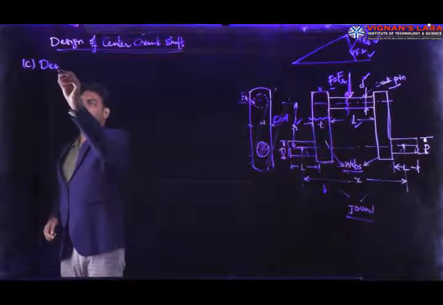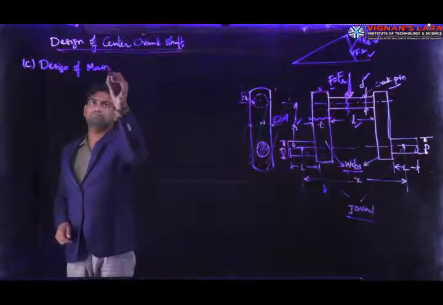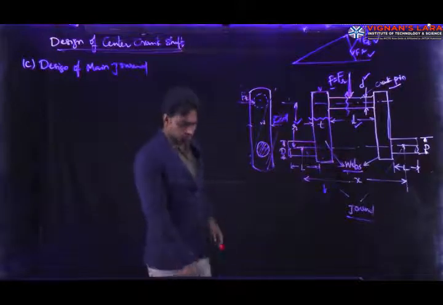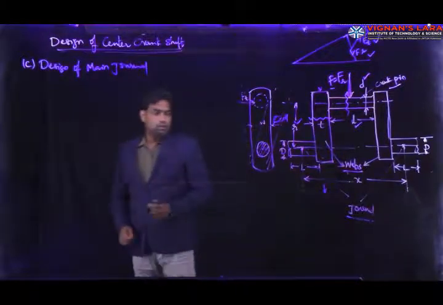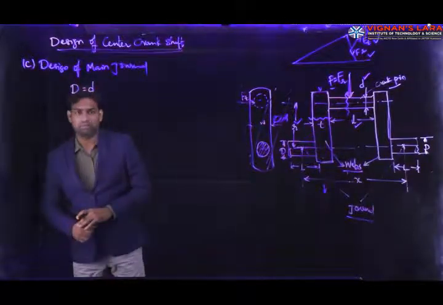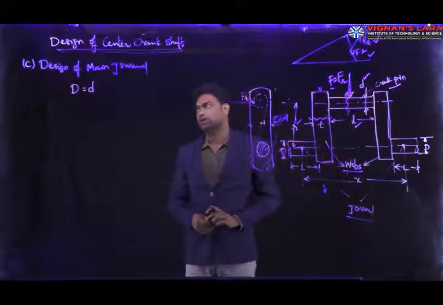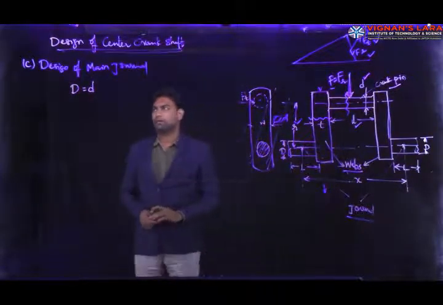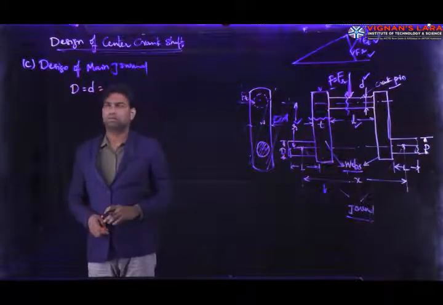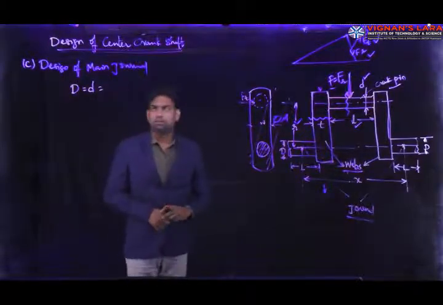The third component in the design is the design of the main journal. Here, the diameter of the main journal is taken equal to the diameter of the crank pin. So capital D equals small d. That is the proportion we are going to use. After finding the diameter, which is equated to the crank pin, we need to find the induced stresses in the main journal.